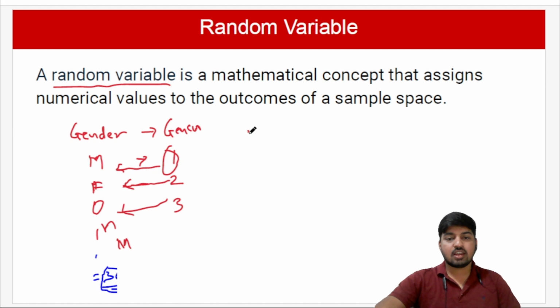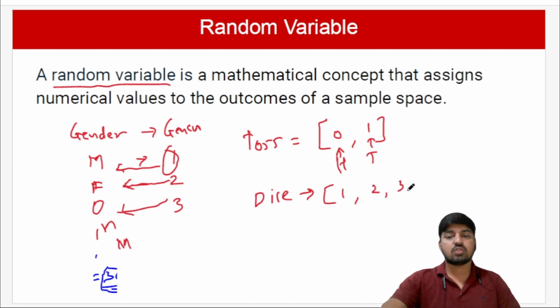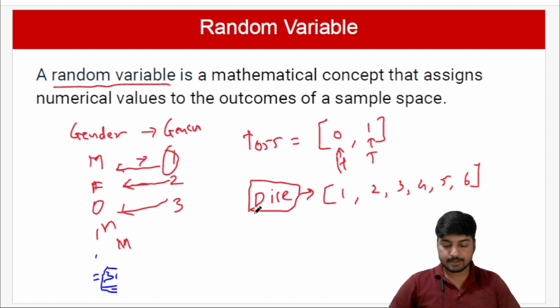Now for a coin toss, we will have outcomes 0 and 1, heads and tails, mapped to 0 and 1. Or in the dice case, it has 1 to 6, so it will already be 1, 2, 3, 4, 5, 6. That will be our random variable itself. So this can be your normal variable or the random variable. Is it clear? What is the random variable?